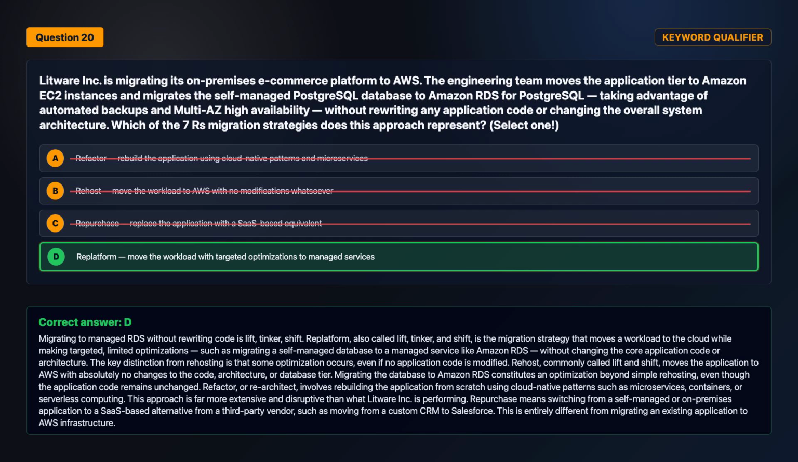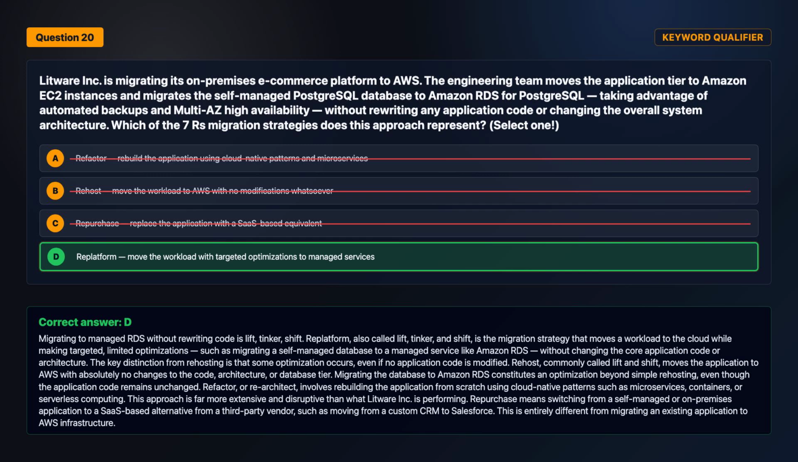Rehost, commonly called lift and shift, moves the application to AWS with absolutely no changes to the code, architecture, or database tier. Migrating the database to Amazon RDS constitutes an optimization beyond simple rehosting, even though the application code remains unchanged. Refactor, or re-architect, involves rebuilding the application from scratch using cloud-native patterns such as microservices, containers, or serverless computing. This approach is far more extensive and disruptive than what Litware Incorporated is performing.